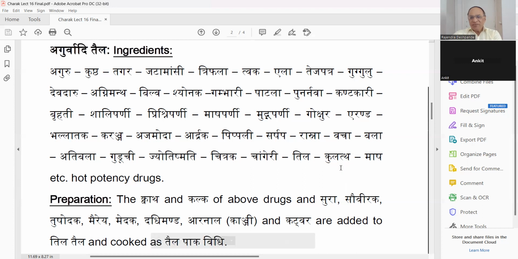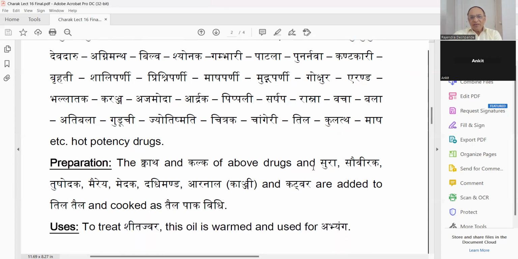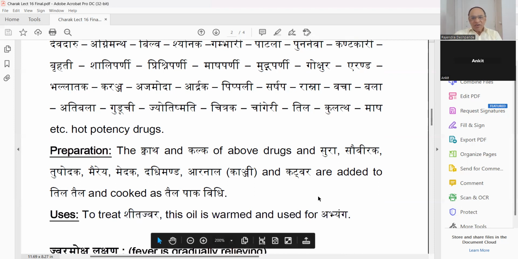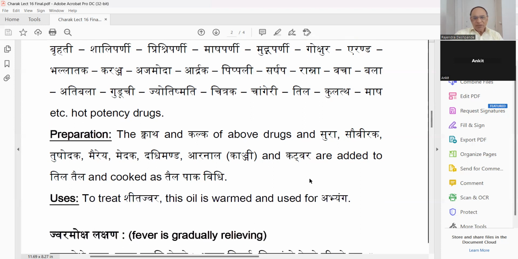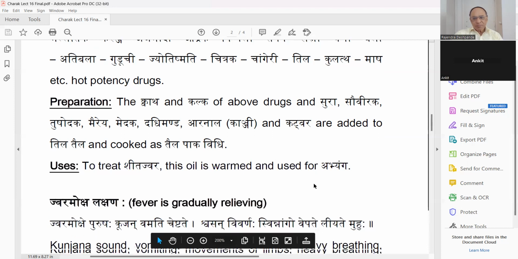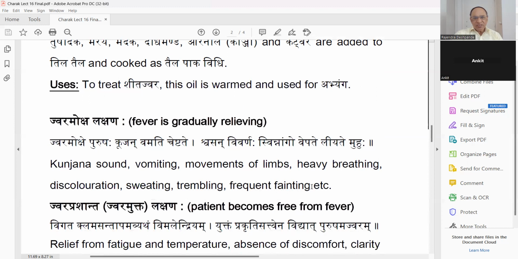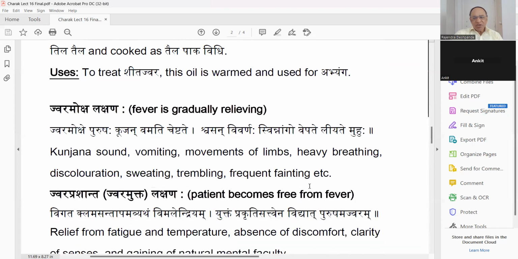Til, kulattha, masha etcetera. The kwatha and kalka we have to make and then add to the sura, sauviraka, tushodaka, maireya, medaka, dadhimanda, aranala meaning kanji, or katavara. These are added to til and the whole medicated oil is prepared. Just now I have mentioned it is used for warming and used for abhyanga.